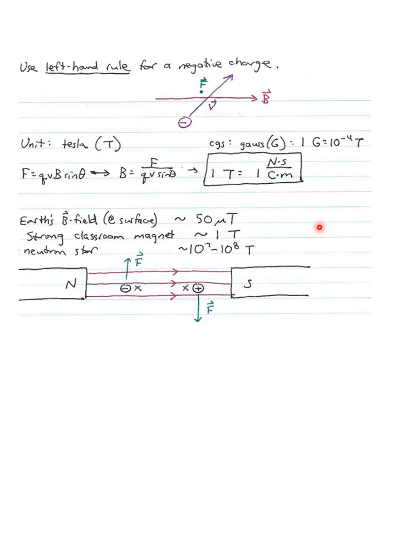And a neutron star, which is a very quickly rotating dead core of a star. This is something that's the size of a city like Los Angeles, and it's spinning sometimes hundreds of times per second. It has a very large magnetic field, typically about 10 to the 7th or 10 to the 8th Teslas.